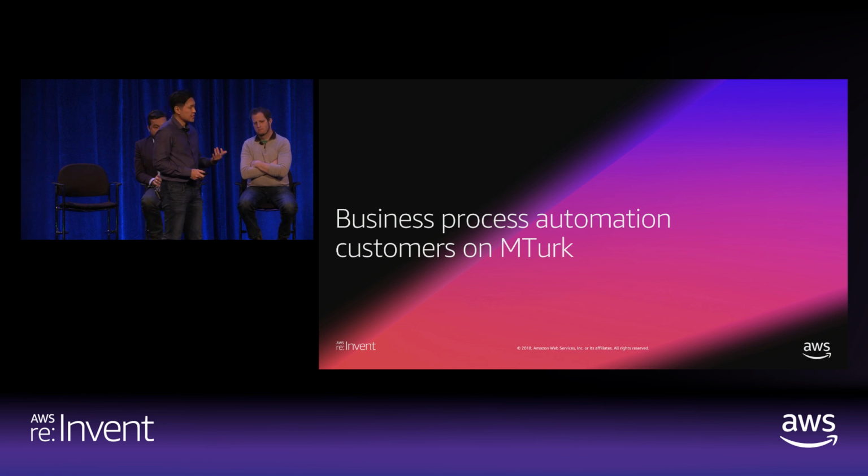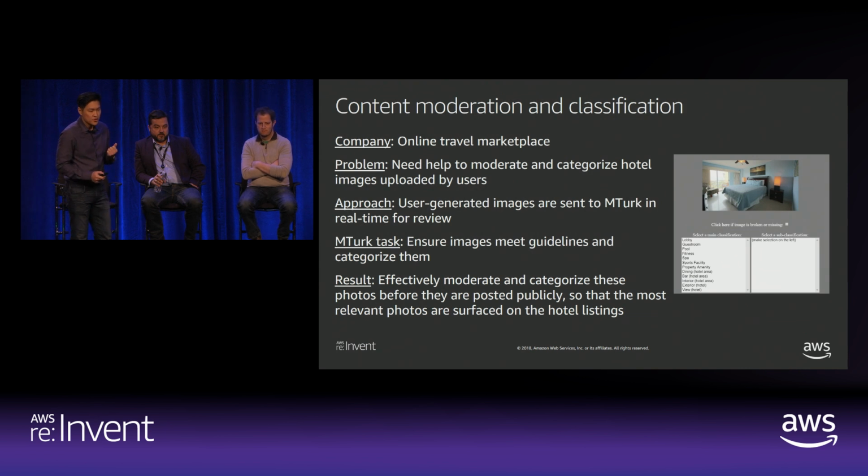So I'm going to start walking you through some of the customers that are using MTurk for BPA today. So here's an example. We have an online travel marketplace company. So they need help to moderate and categorize hotel images that are uploaded by their users. So to solve this problem, they send the user-generated images to MTurk in real time for workers to review. And the task is asking workers to review the image against a set of guidelines, such as is it blurry, is there a primary object of focus, and then categorize this image into what is this image of. So in this instance here, it's of a guest room. The end result is that these user-generated photos are then properly moderated and categorized before they go live on the site.